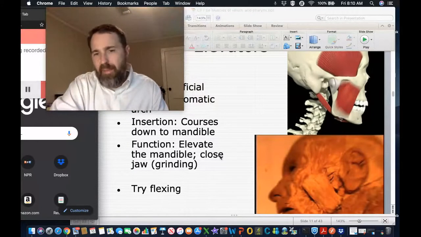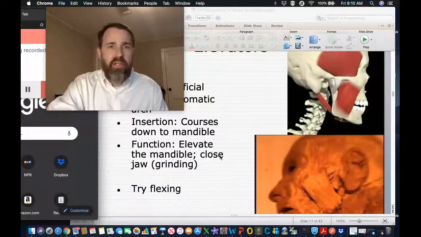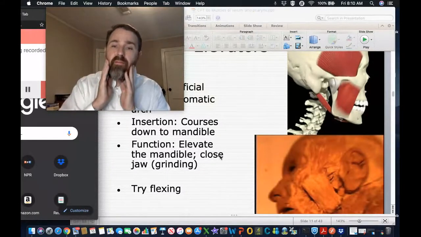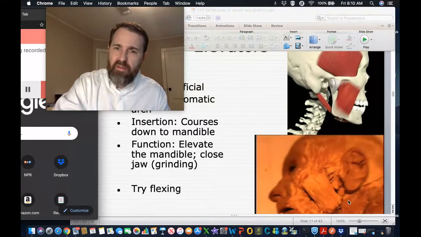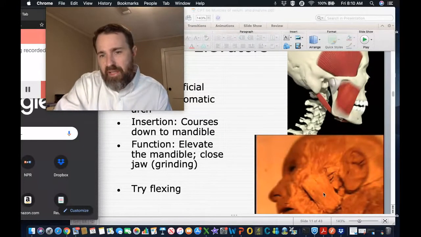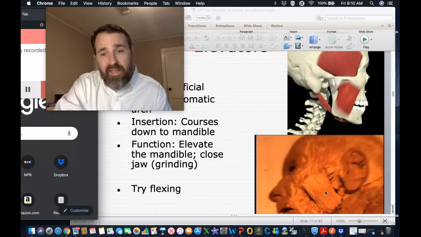And the masseter is very superficial. It's just beneath your skin. And it's a large muscle of the face. It's a large muscle of mastication. Looking down here, you can see the skin stripped away on this cadaver, and that is a prominent piece of muscle right there.